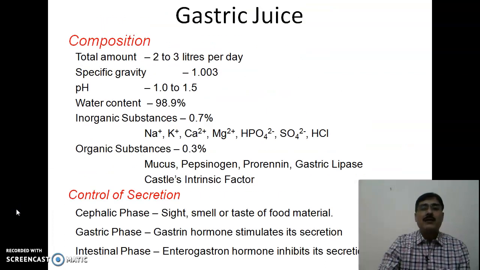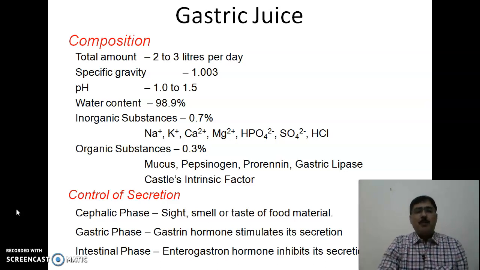Now let us look at the composition of gastric juice. अब हम बात करते हैं जठर रस के composition या रासायनिक संगठन के बारे में। Approximately 2 to 3 liters of gastric juice are secreted per day in a human being with a specific gravity of 1.003 and pH varies from 1 to 1.5. It means highly acidic. Water content approximately 98.9%. The inorganic composition approximately 0.7 and organic substance approximately 3%.